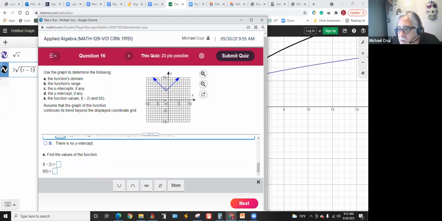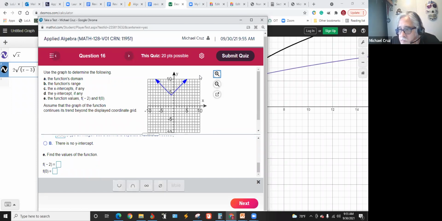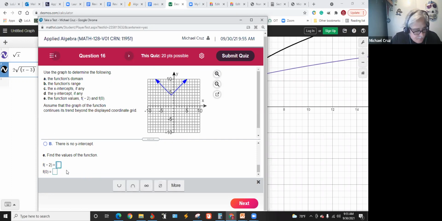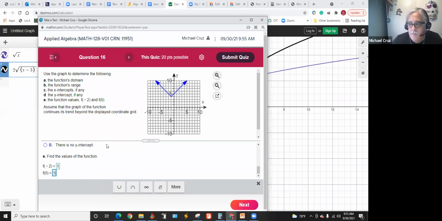So f of negative 2, 1, 2, that looks to be 5. And then f of 0 is also 5. And that's actually the y-intercept.